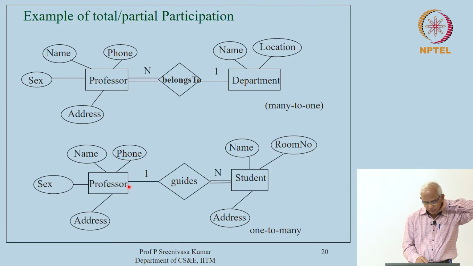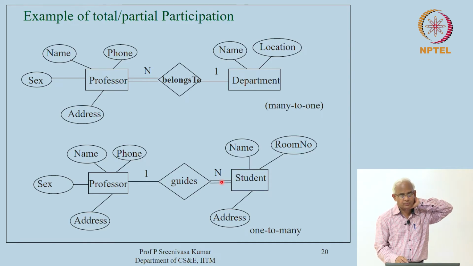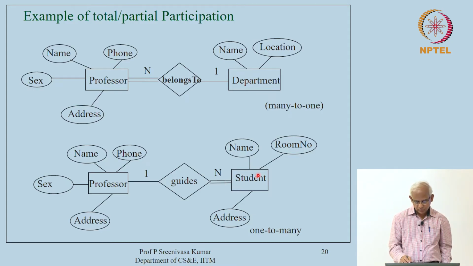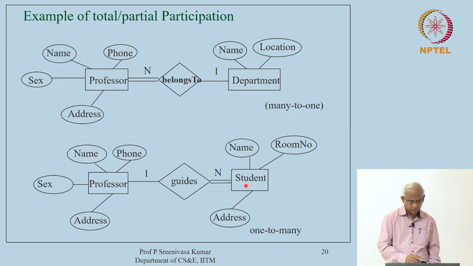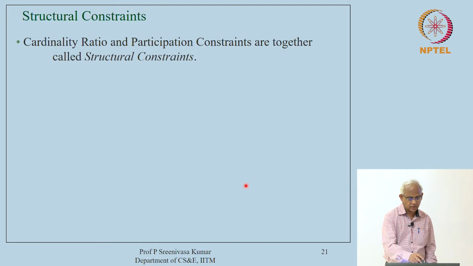So, the one here indicates that each student is guided by at most one professor. And he should be guided by at least one professor is what total participation now says. Okay. So, together these two things, the cardinality ratio and the participation constraints, will allow us to capture more detailed information about the relationships that exist between entities, and we should make use of these tools in order to capture that domain knowledge. So, cardinality ratio and the participation constraints together are called the structural constraints.